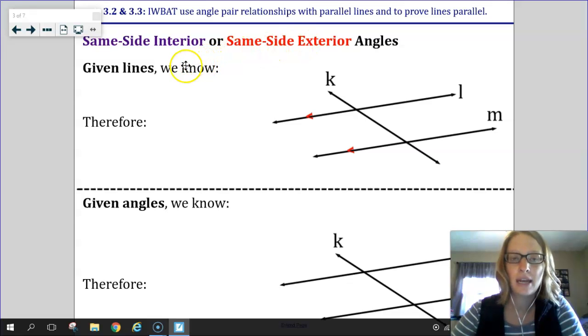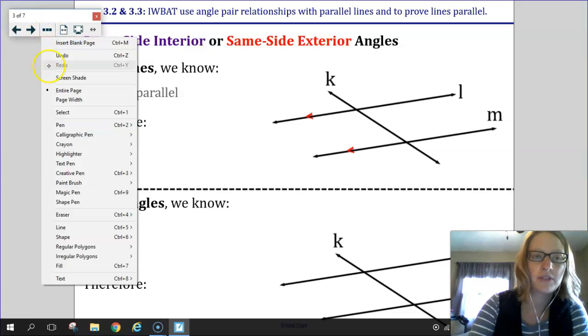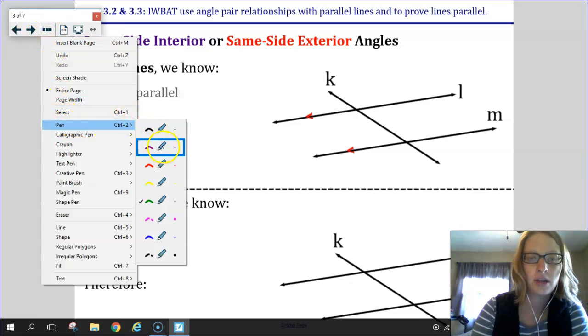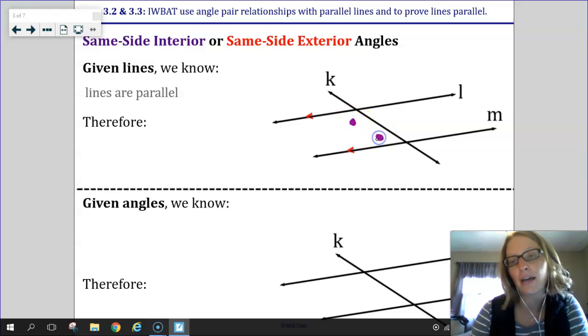Notice we have the same setup. If the two given lines are parallel, L and M, we see the red arrows again showing that L and M are parallel. What do we know about the same side interior or same side exterior angles? So for example, let's take a look at a pair of same side interior angles on the same side of K, in between L and M. Those two angles are clearly not congruent, right? This one's obtuse, while this one is acute.